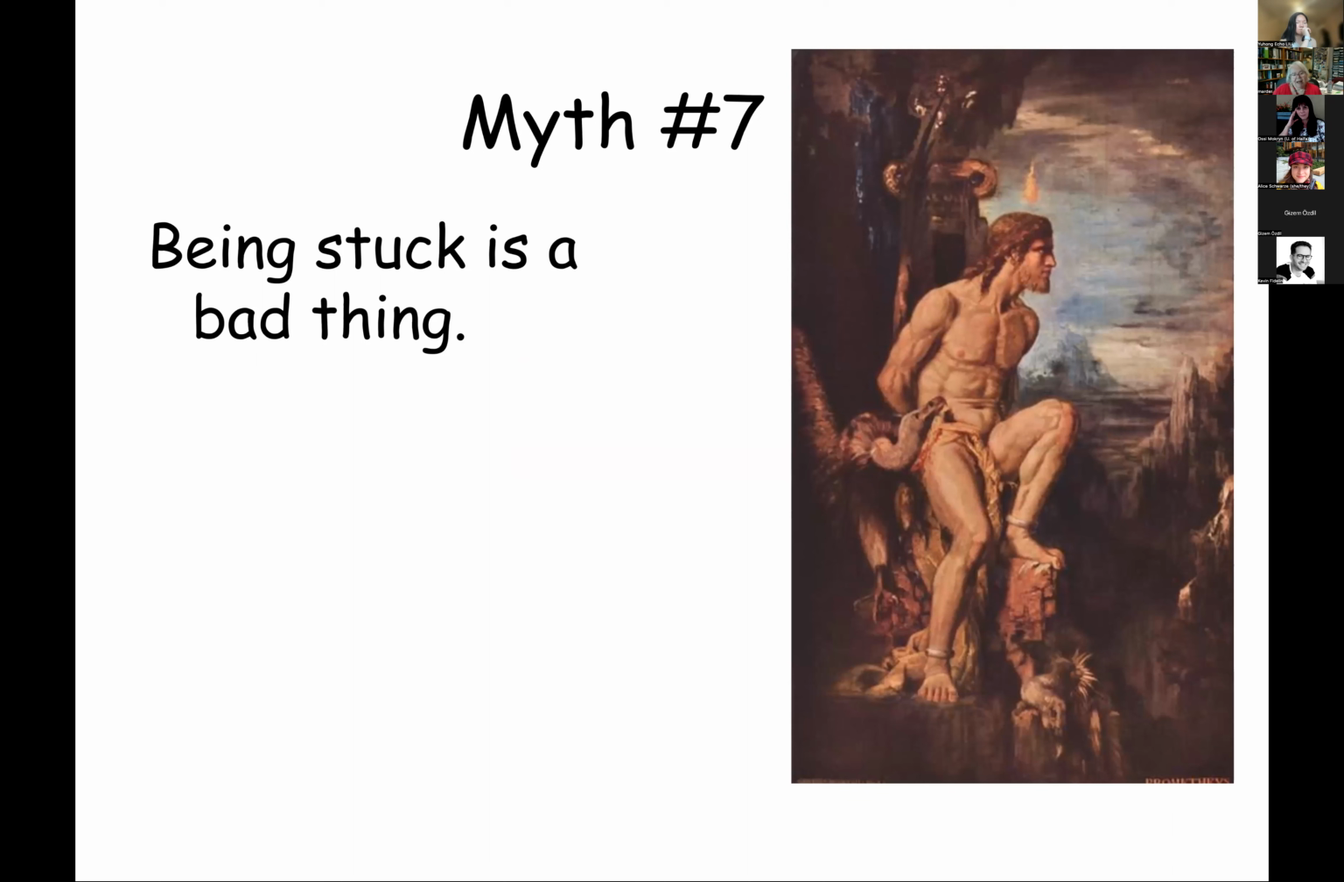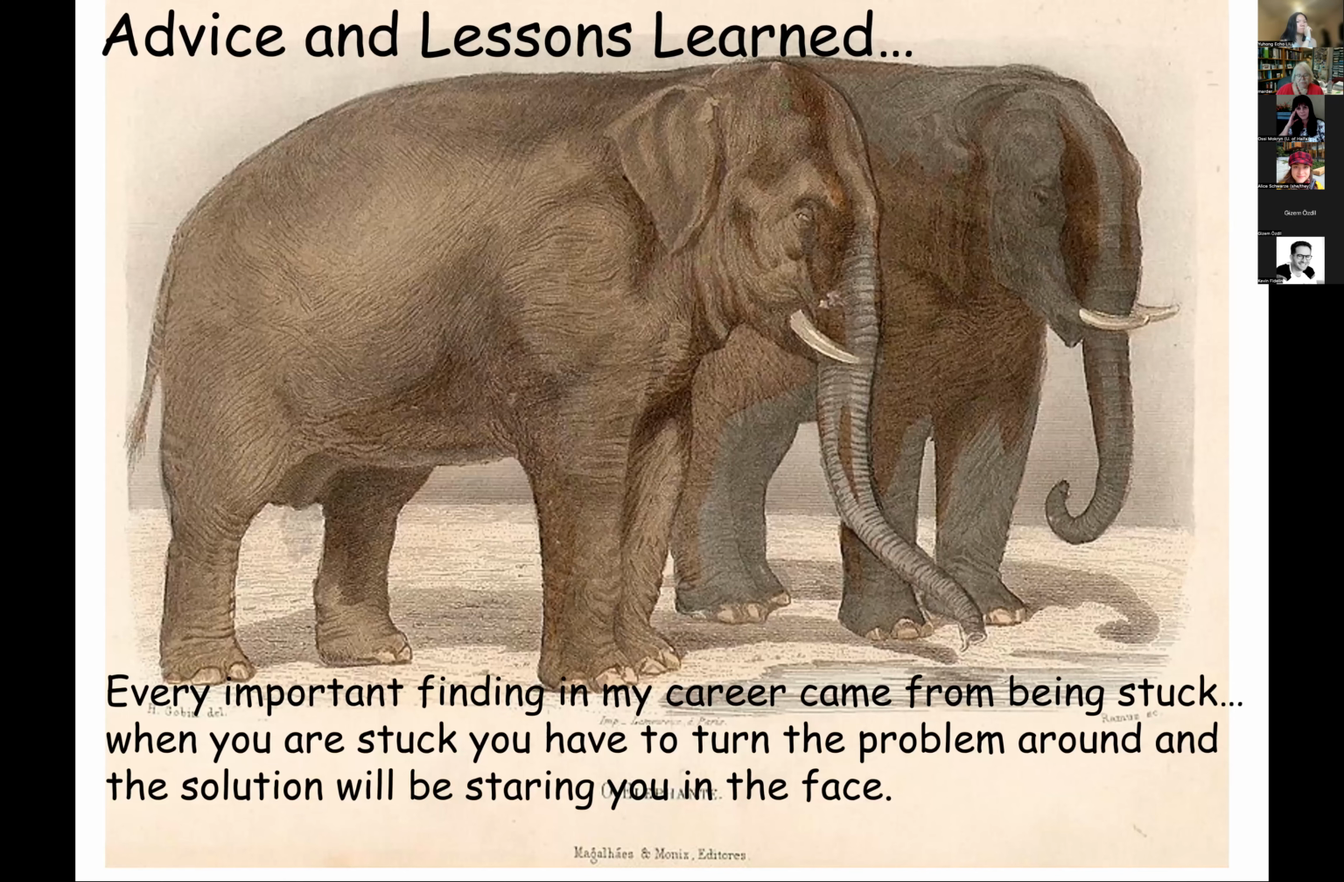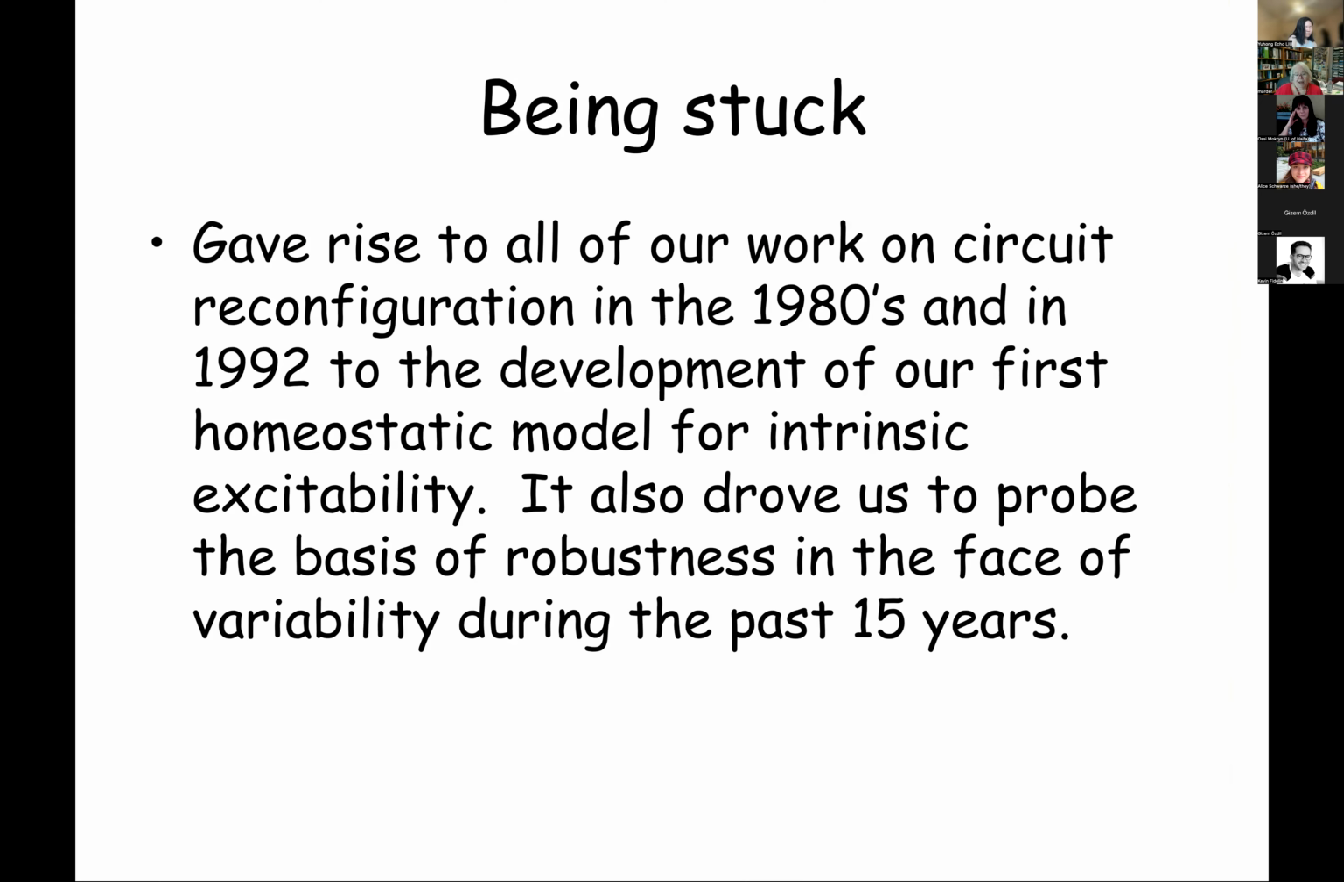We'll talk about that now. I don't have that much more time, but I want to talk about getting stuck. Everything I ever did that turned into a major discovery came from being stuck. And it's really, really important to realize that when you get stuck and you eventually turn the problem around, that's when you discover something new. Because you get stuck when your preconceptions, the way you thought the world was, turn out not to be right. And so being stuck gave rise to all of our work on circuit reconfiguration in the 1980s. In 1992, to the development of our first homeostatic model for intrinsic excitability. It also drove us to probe the basis of robustness in the face of variability during the past 15 years.